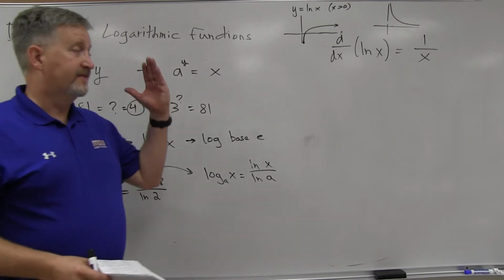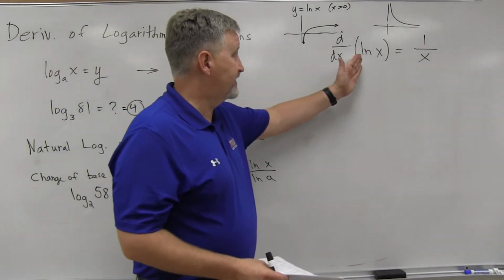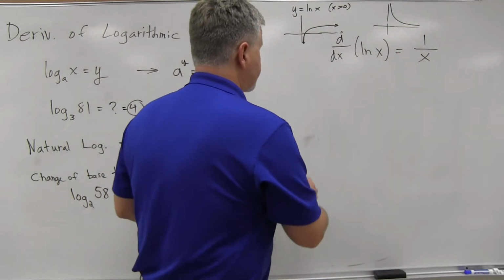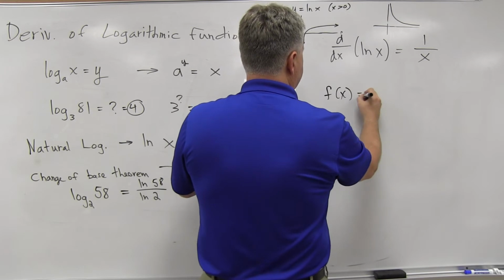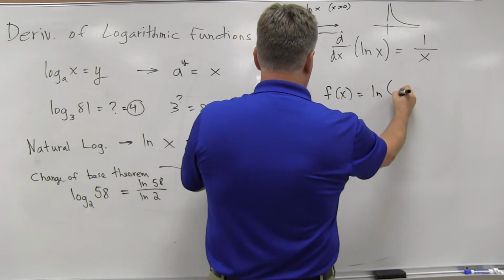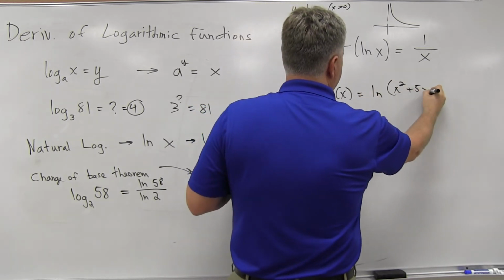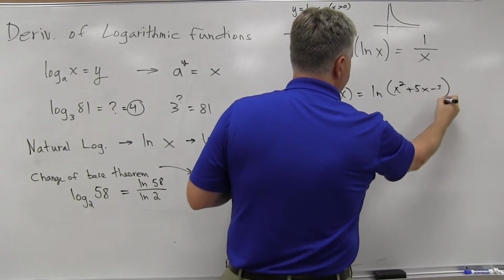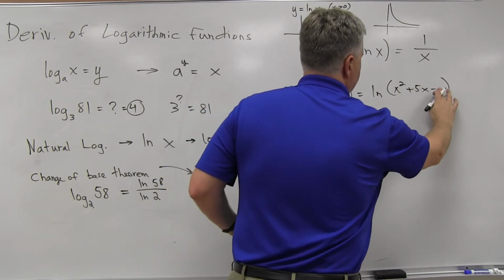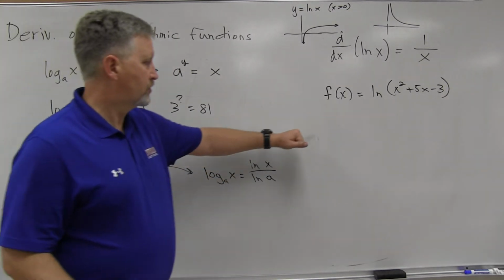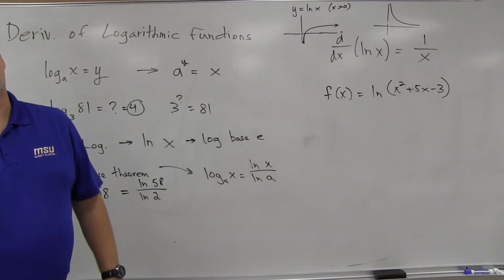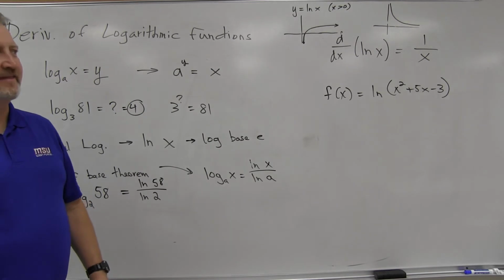Well, that's good news because the derivative of ln x is just 1 over x. If I have a more complicated ln, like ln of x squared plus 5x minus 3, what do you think there for the derivative?